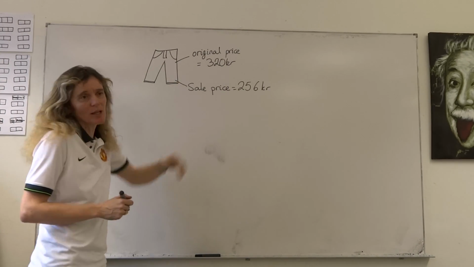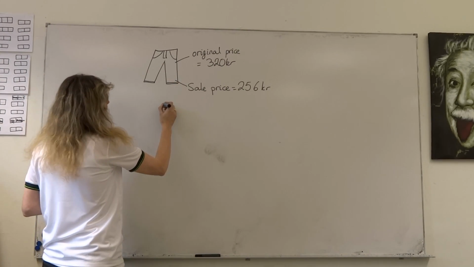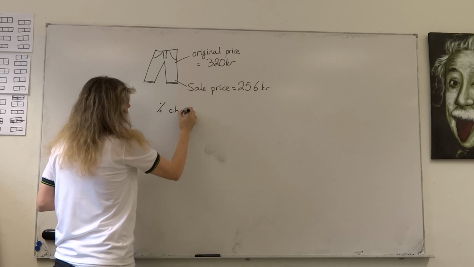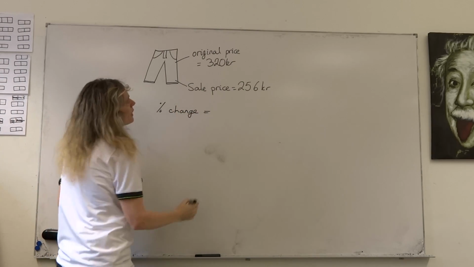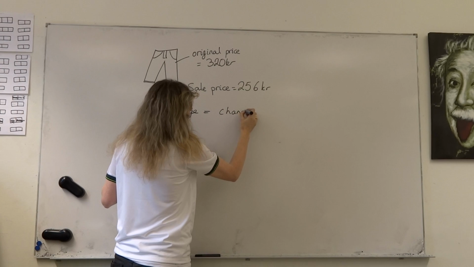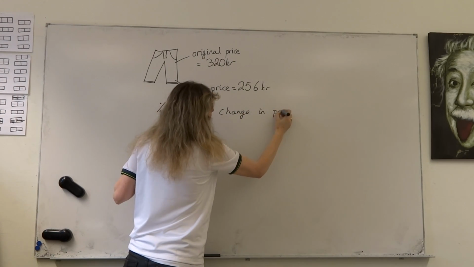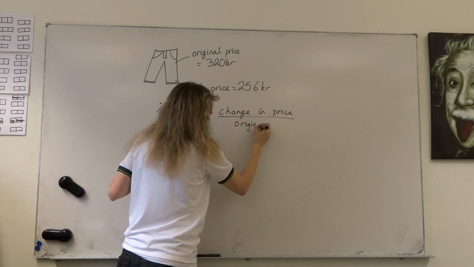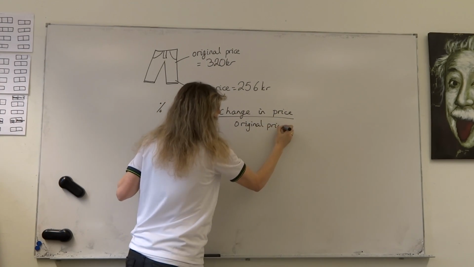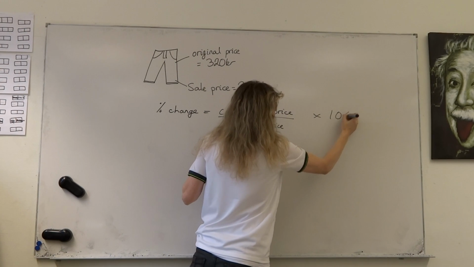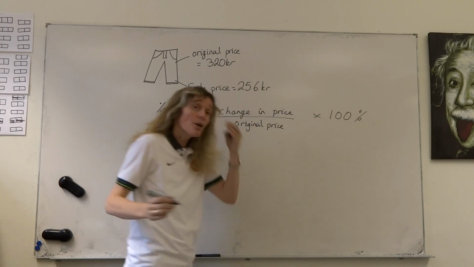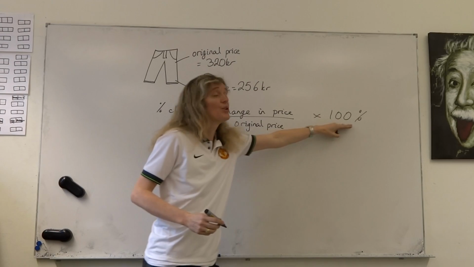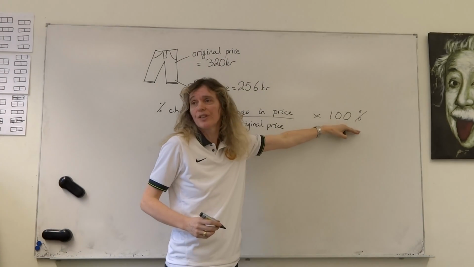Original price, sale price. I've told you that the formula for percentage change, if you want the percentage, is the change in price divided by the original price, times 100. And I got a very good question today. I said, why do we do that? Why do we times it by 100 there?